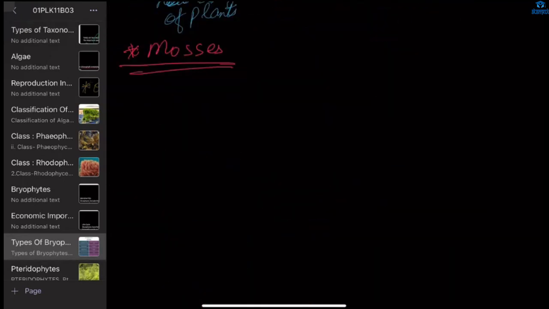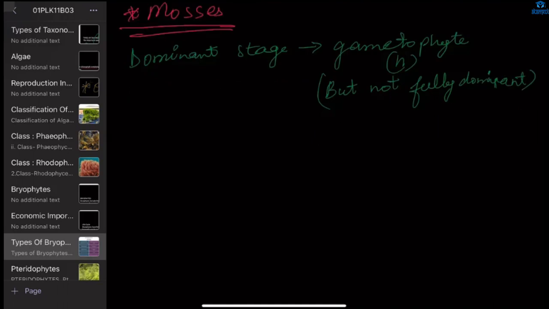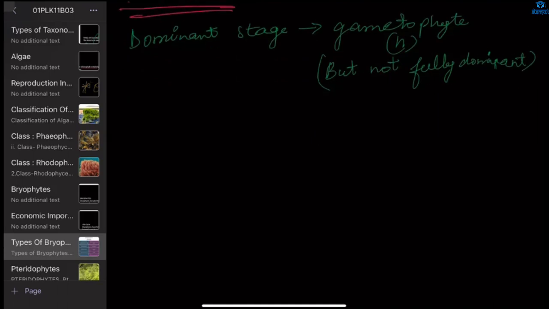The dominant stage of mosses is the gametophyte, as we have studied. Dominance will be there but not that much. So mosses have the gametophyte as the dominant stage, which is N, but not fully dominant. They consist of two types of stages. One will be the protonema stage, another will be what? Leafy stage.